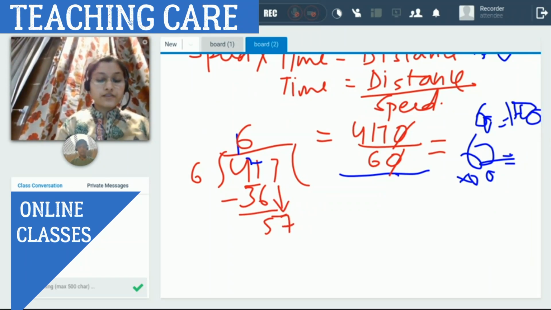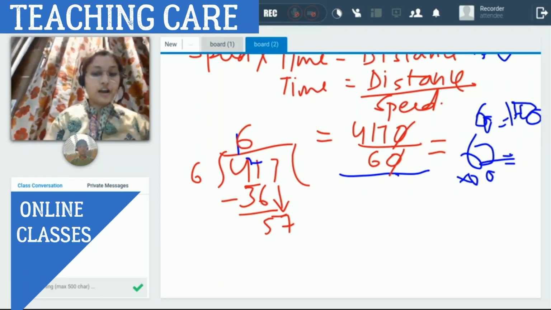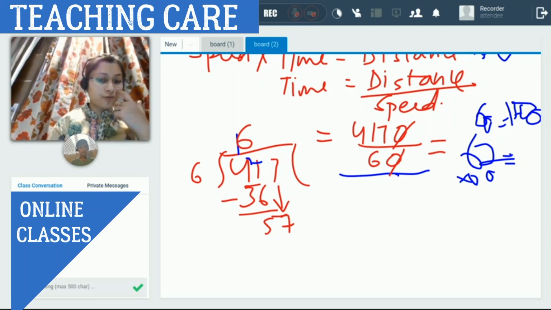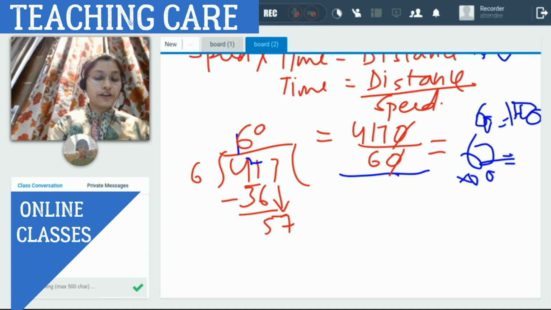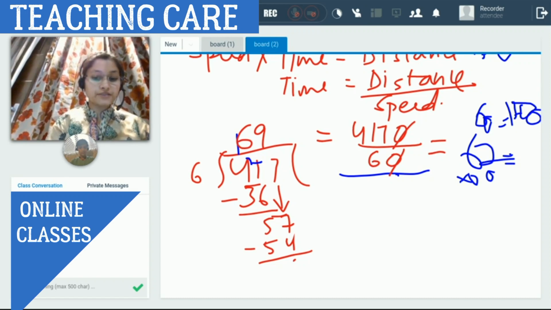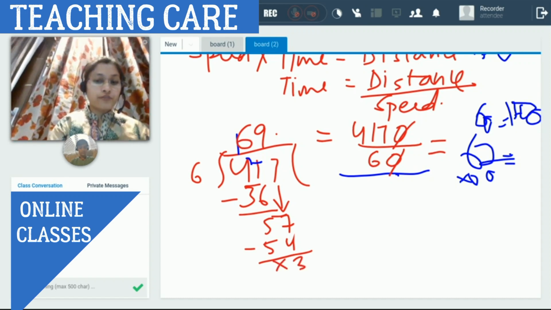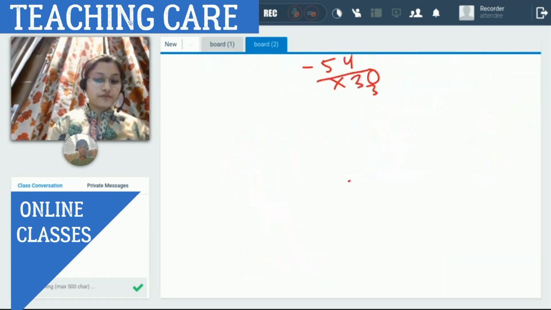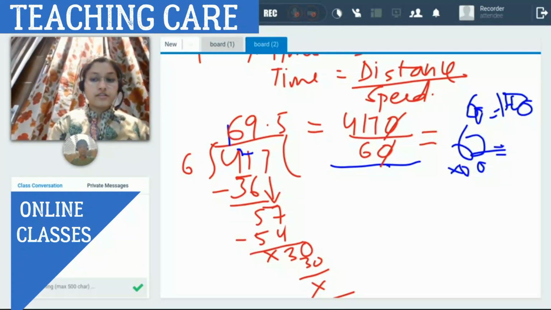Now 9 into 6, how much? 9 into 6, 54. And 10 into 6, 60, is greater than 57, so go for 9. 54 subtracted: 7 minus 4, 3. Now we'll place a decimal and add a 0 over it. 6 into 5, 30. So I got the division done and my answer is 69.5 hours.